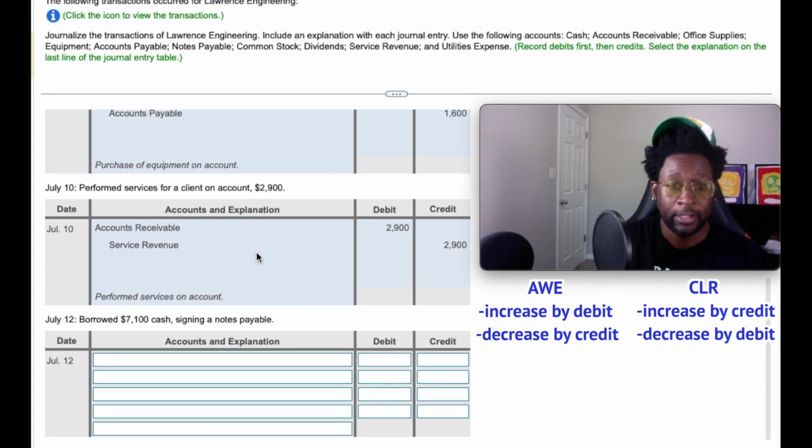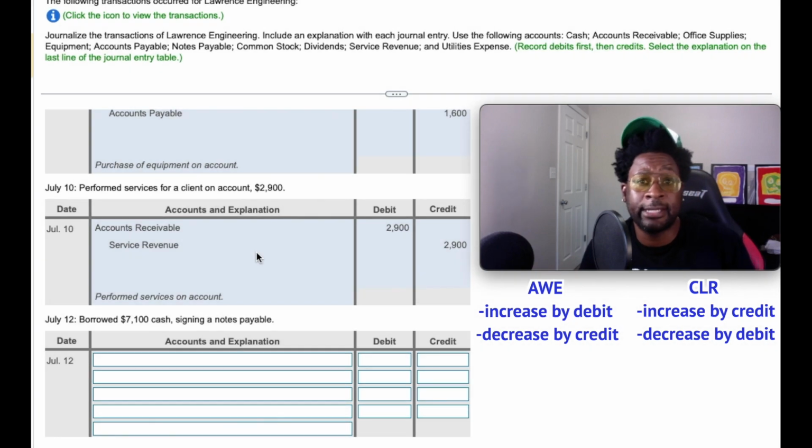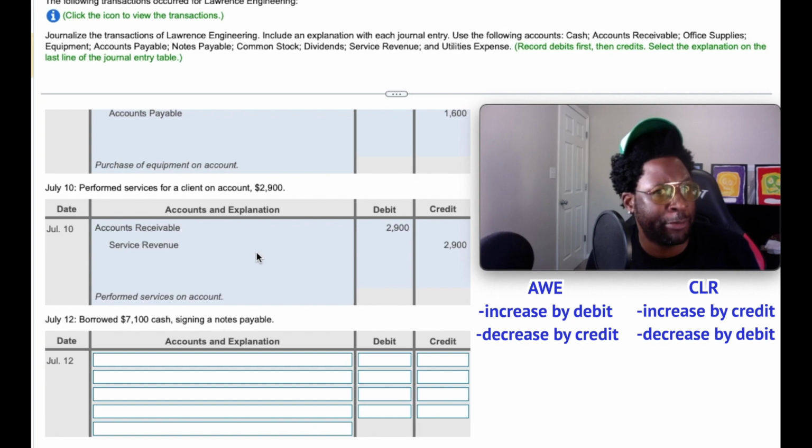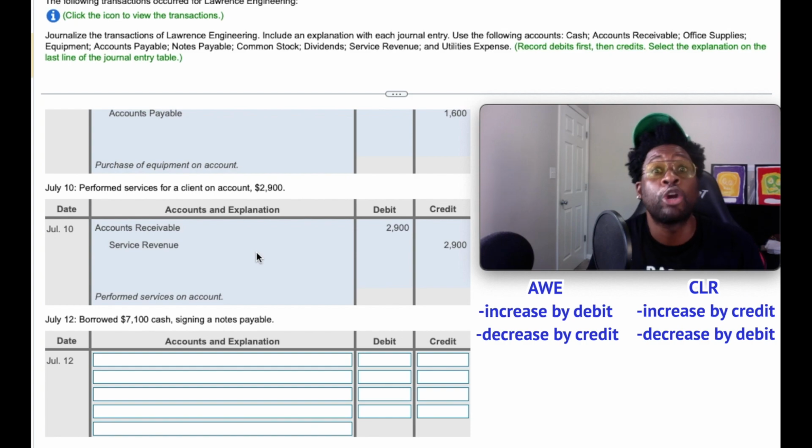Moving on. This time we borrowed $7,100 cash, signing a notes payable. What are the key words? Borrow cash, sign a note payable, right? So what happens in life whenever you borrow cash? Cash is doing what? Going up. So we know cash is a part of the all gang, and we already know how to increase anything in the all gang.